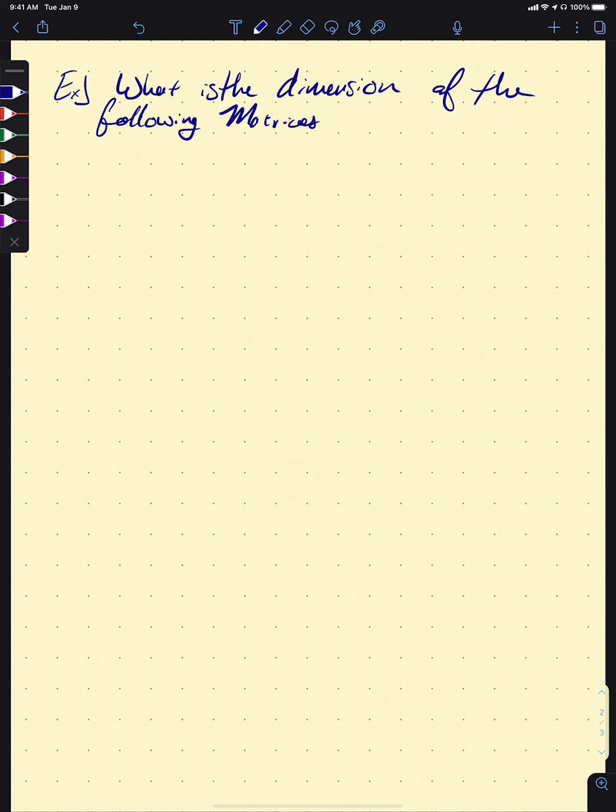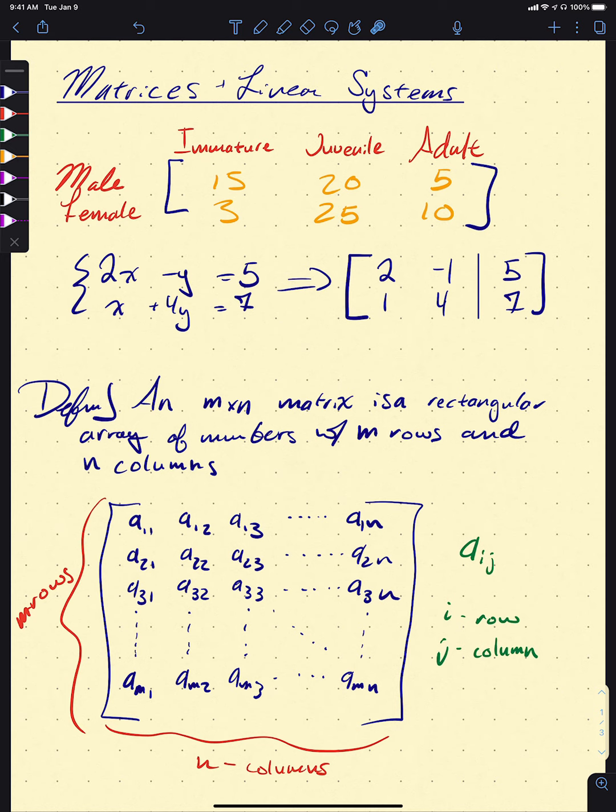And so we could ask something like, what is the dimension of the following matrices? Where here, this term dimension, we say that a matrix has dimension m by n when it has m rows and n columns.